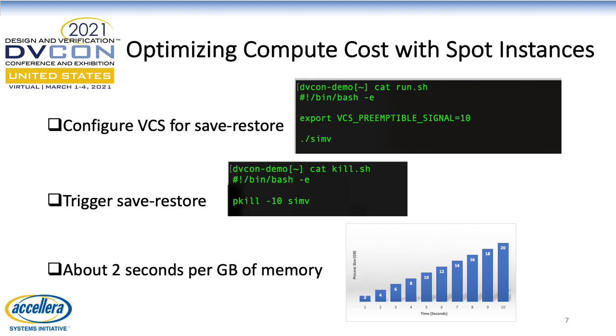For large jobs that cannot be saved in 2 minutes, VCS can trigger periodic saves with low impact that result in only a small amount of the simulation being lost. Our experience on AWS has shown that it takes about an average of 2 seconds per gigabyte of memory to perform the save. So the 2-minute warning on AWS is typically sufficient to save simulations using up to 50 gigabytes of memory, which to a large extent actually covers most simulation jobs out there.